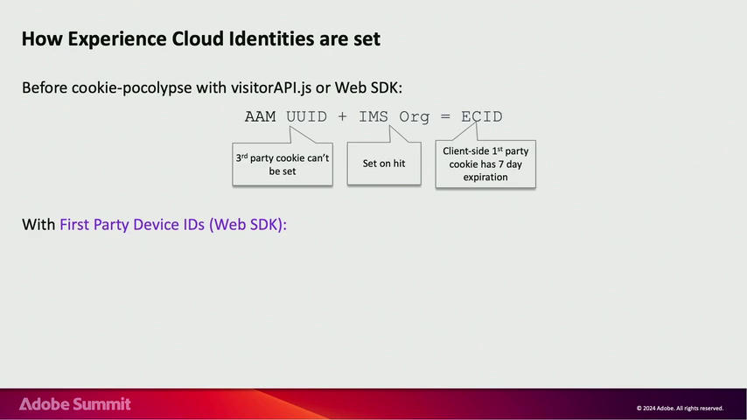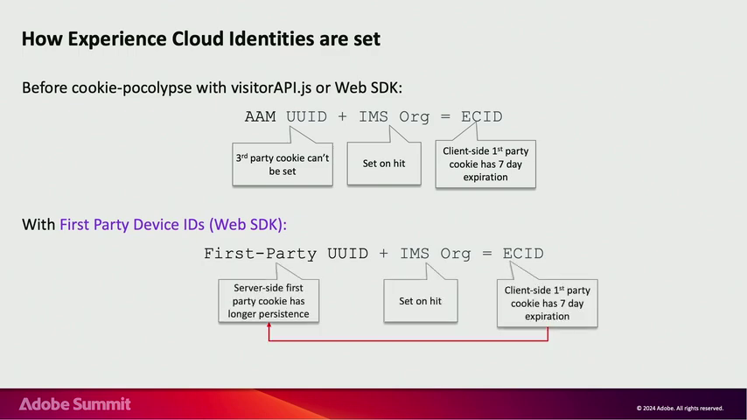We have a new feature that's called first-party device IDs. So what this means is you, the website owner, your technology sets a first-party UUID. You control that initial seed value, which you then send in with IMS org ID, so that same ID again, which will then send that over to our data collection servers, and we will mint you an ECID.